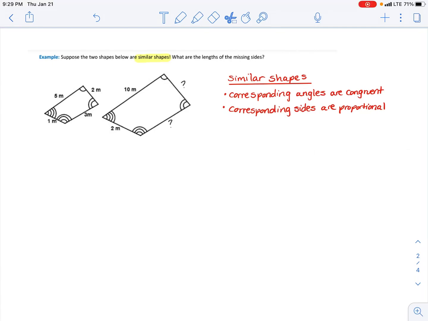Hello everyone. For this example it says suppose that the two shapes below are similar shapes. What are the lengths of the missing sides? Okay, so first we have to recall what it means for two shapes to be similar.